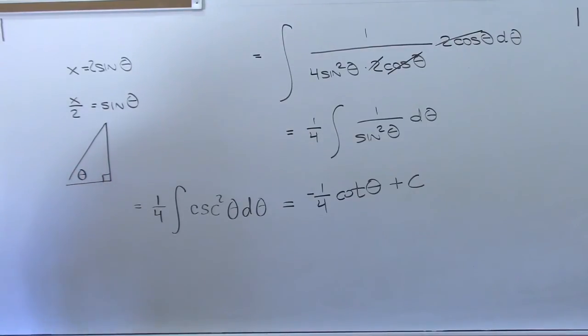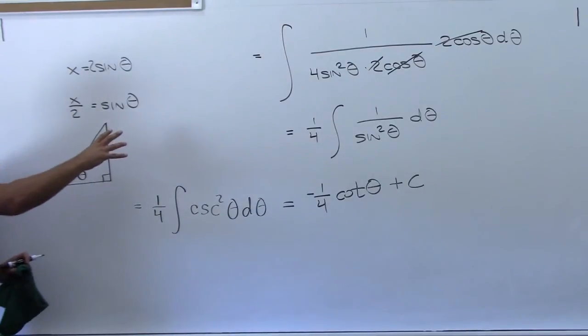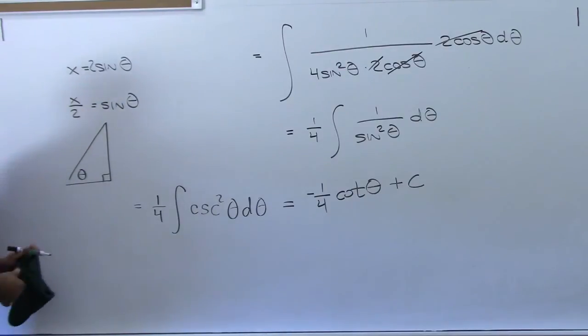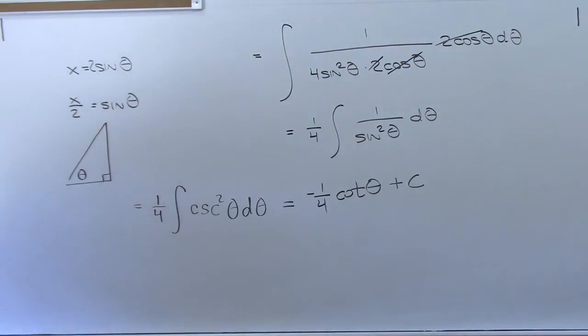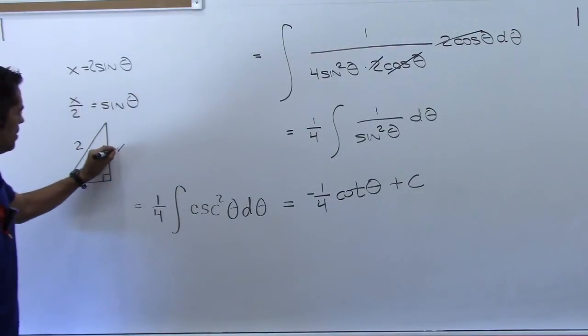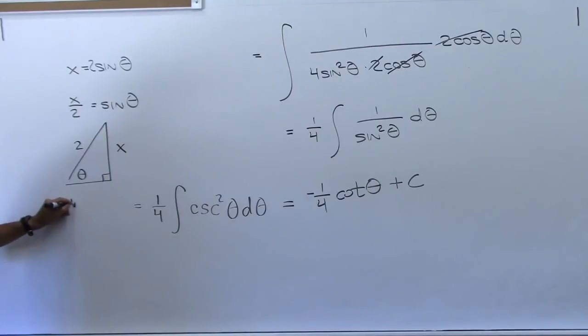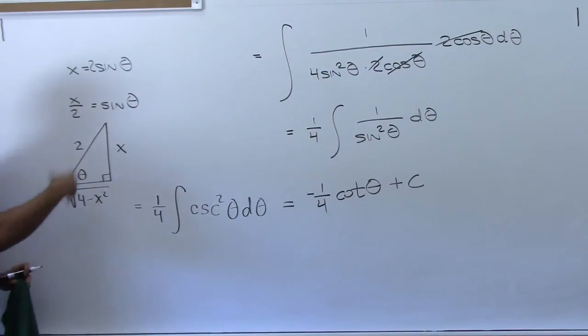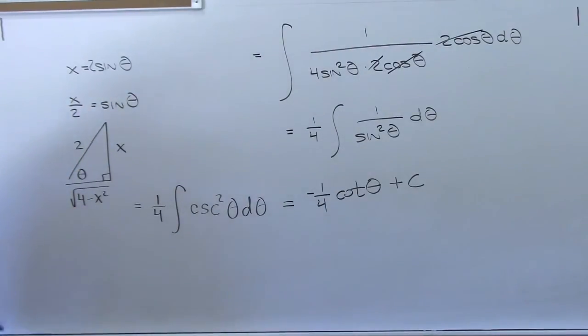A lot of times you'll see when I do these problems, I draw my triangle even if I don't even need it, even if the problem doesn't require it, just to keep practicing this over and over and over. So which sides get labeled here? 2 is the hypotenuse, x is the opposite, and then that forces this side to be the square root of 4 minus x squared. And remember also I said that one of the sides will always be that square root thing that you had. All right.